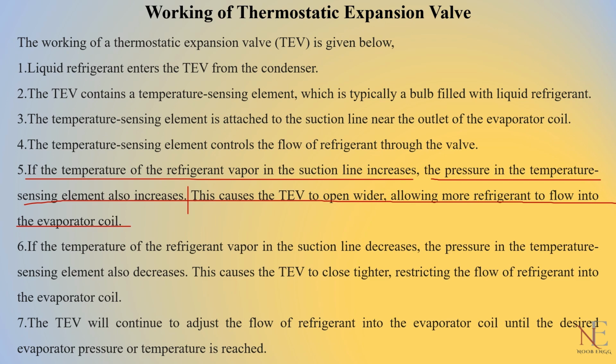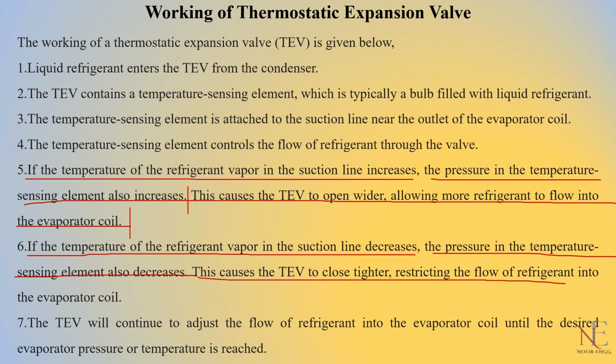This is the simple working of an expansion valve. If the temperature of the refrigerant in the suction line decreases, the pressure in the temperature sensing element also decreases. This causes the TEV to close tighter, restricting the flow of refrigerant into the evaporator coil. This is simple performing. The TEV will continue adjusting the flow of refrigerant into the evaporator coil until the desired evaporator pressure or temperature is reached.